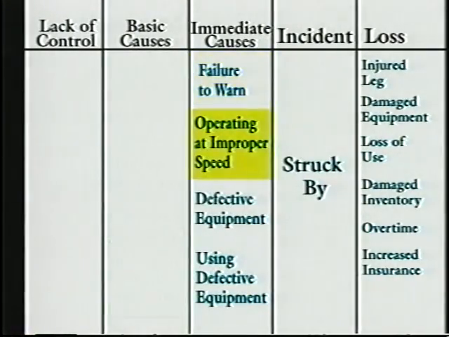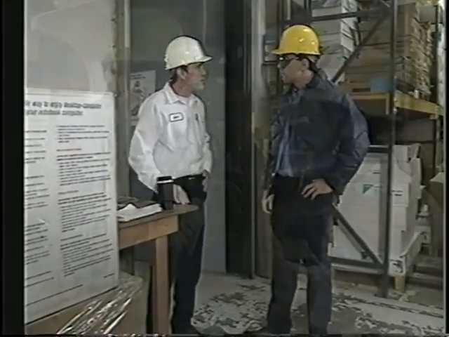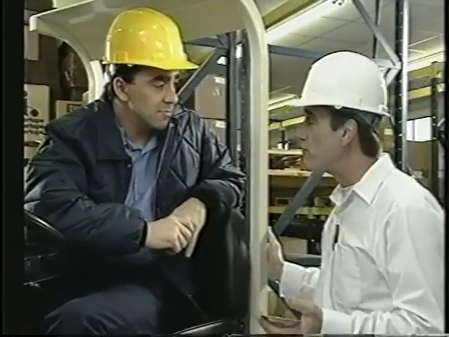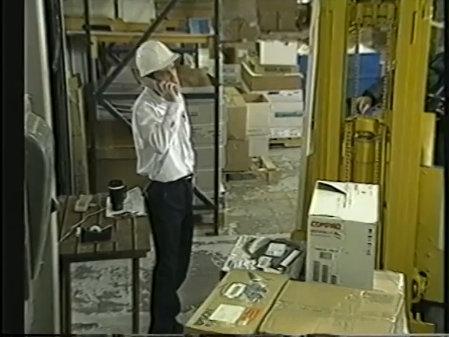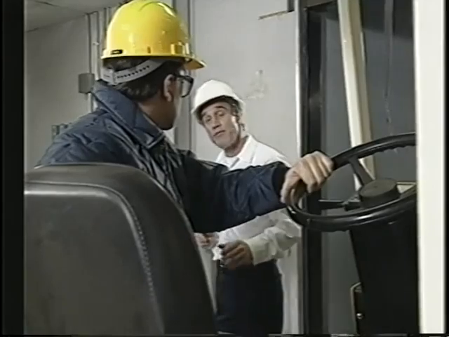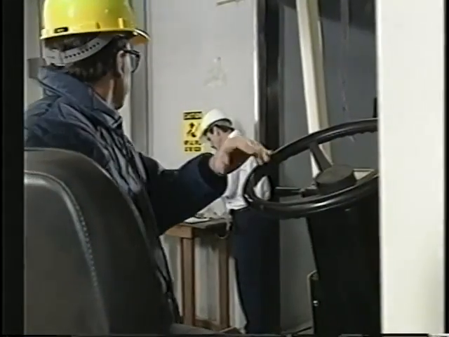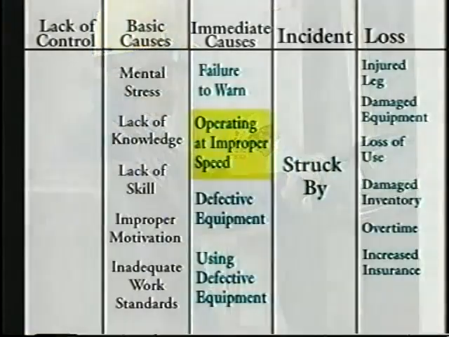The reasons for the forklift operating at improper speed could have been mental stress. Bob, the new employee, was trying to please the boss. Lack of knowledge. Bob was not adequately trained. Lack of skill. Bob had not operated this type of forklift before. Improper motivation. Dave, the supervisor, made it clear that safety was a secondary priority. Plus, Jim, the department manager, improperly motivated Dave to get the computer equipment out, no matter what. Inadequate work standards. Bob probably didn't understand his supervisor's definition of do it quickly but be safe.